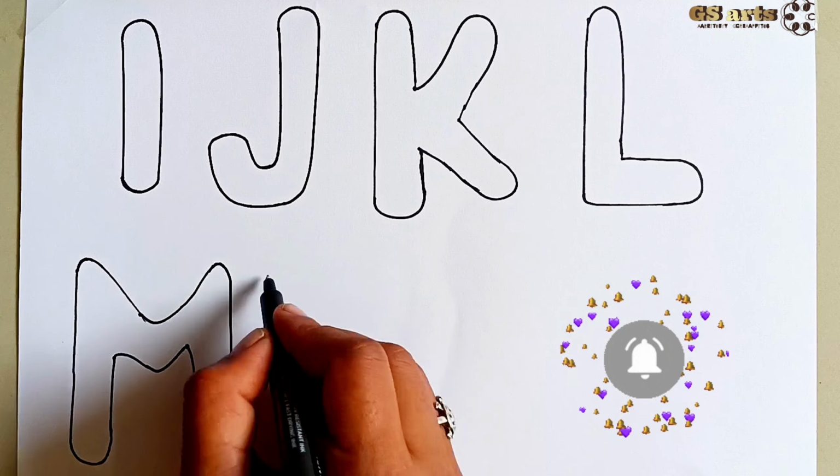Let's color. Pink. E is for elephant. E, e, elephant. F is for flamingo. F, blue.